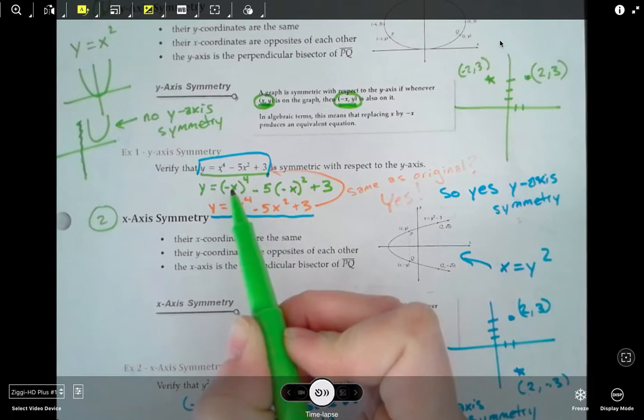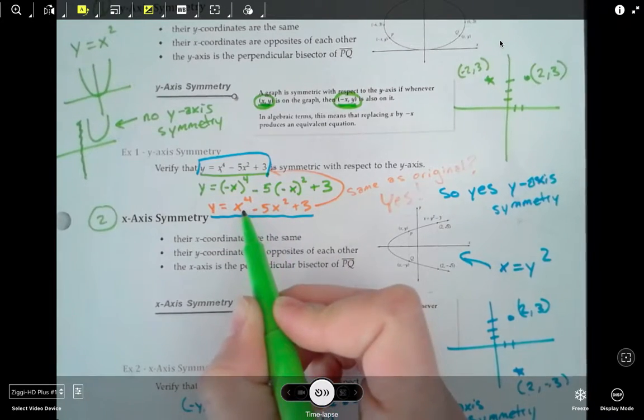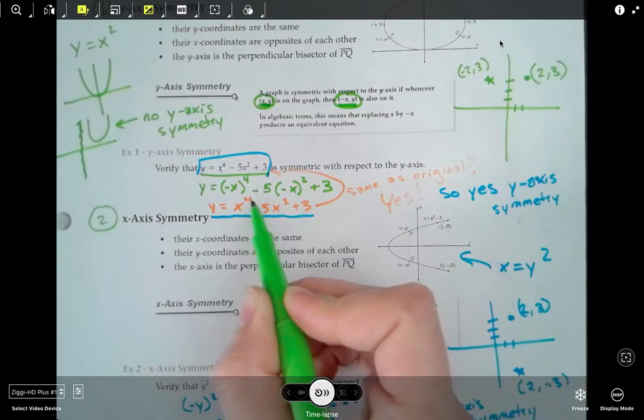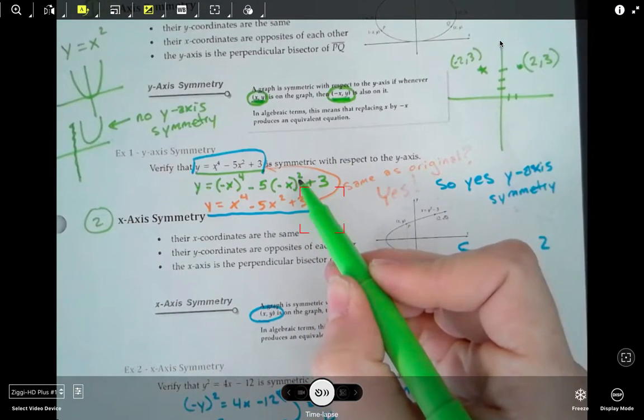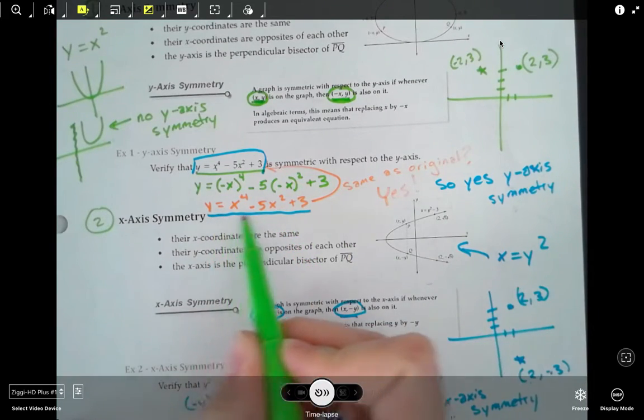But what happens when you change this to negative x? Negative x to the fourth power is basically negative x times itself 4 times, which is going to turn to a positive. So that stays positive x to the fourth power. Negative x squared is negative x times negative x, which is going to become x squared again. And so you basically have this equation.